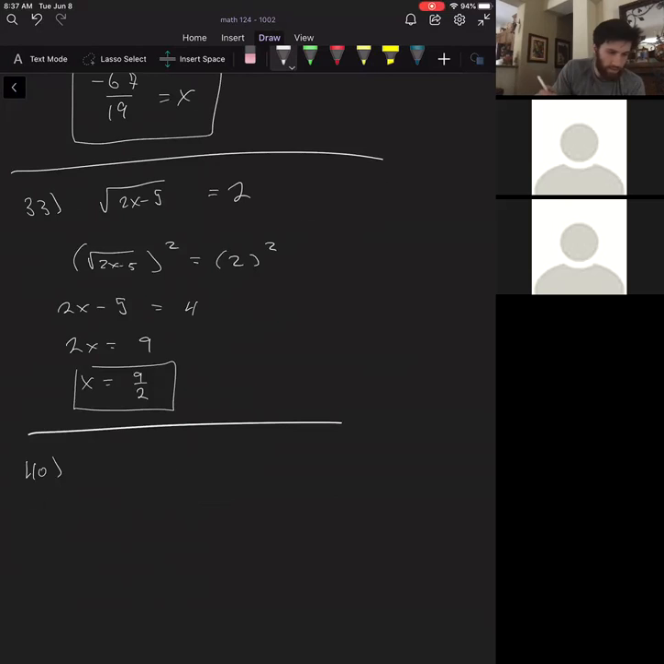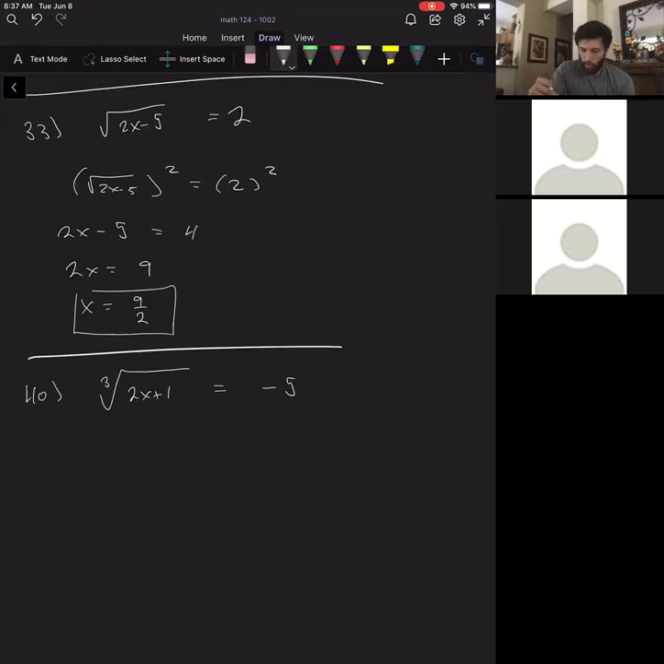Number 40 has the cube root of 2x plus 1 is equal to minus 5. In this problem, we don't square both sides because we have a cube root. When we have a cube root, we're actually going to cube both sides. That's going to get rid of the cube root sign. So we have the cube root of 2x plus 1 taken to the third power, and it's going to be minus 5 to the third power. So we're just going to have 2x plus 1, we get rid of that sign. And over here, we have minus 125.